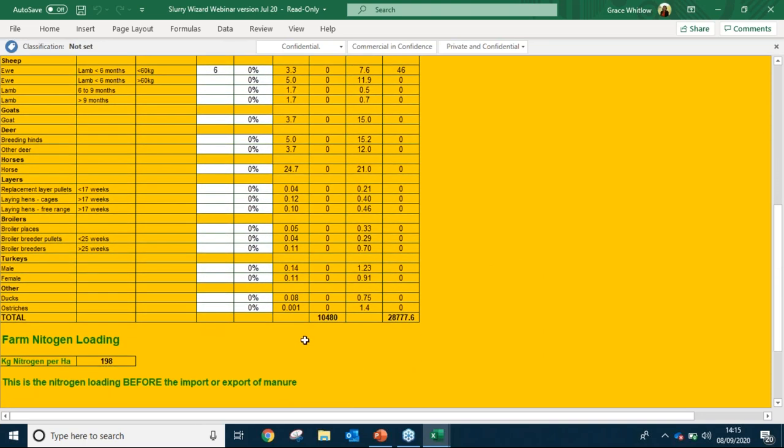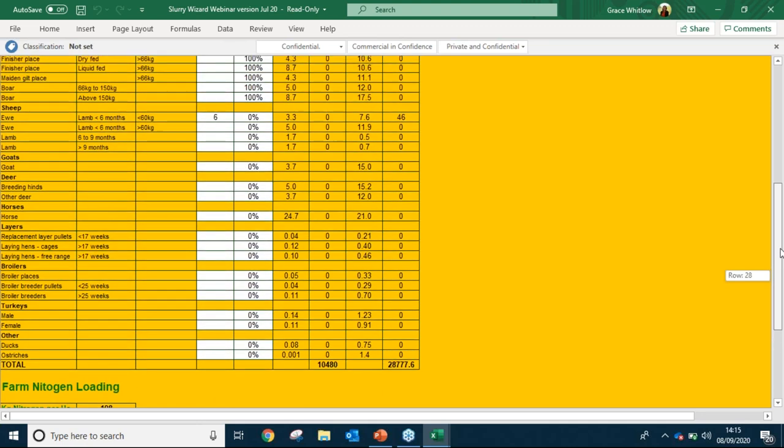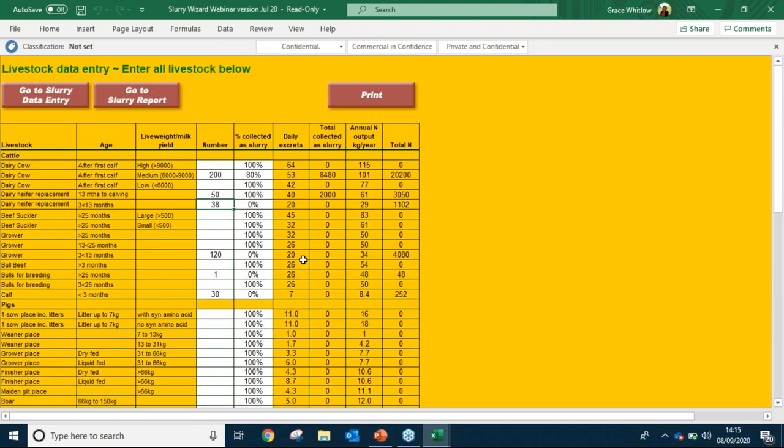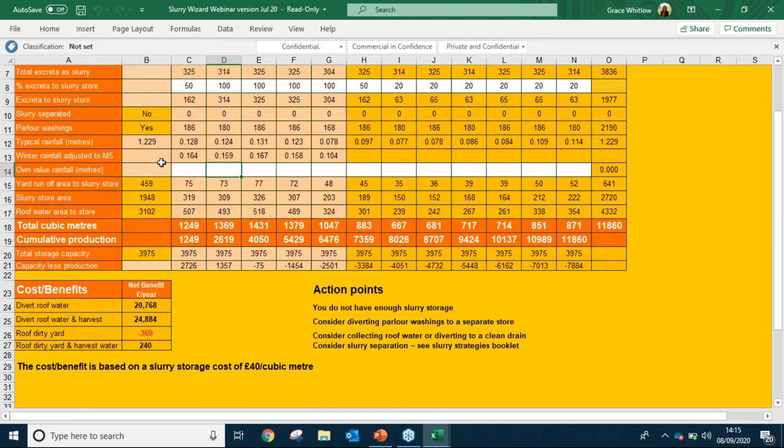we've got the total there, the total amount of nitrogen produced by all the livestock and the total amount of slurry produced by the livestock. And a simple sum here that will give us kilograms of nitrogen per hectare based on the area of land we entered earlier. And you'll notice that 198 kilograms is above the maximum permitted under NVZ rules, so maybe we should address that at some point. Going back up to the top of the page, that's all the livestock are now entered. So you've got all the information in, and then we can go to the report.